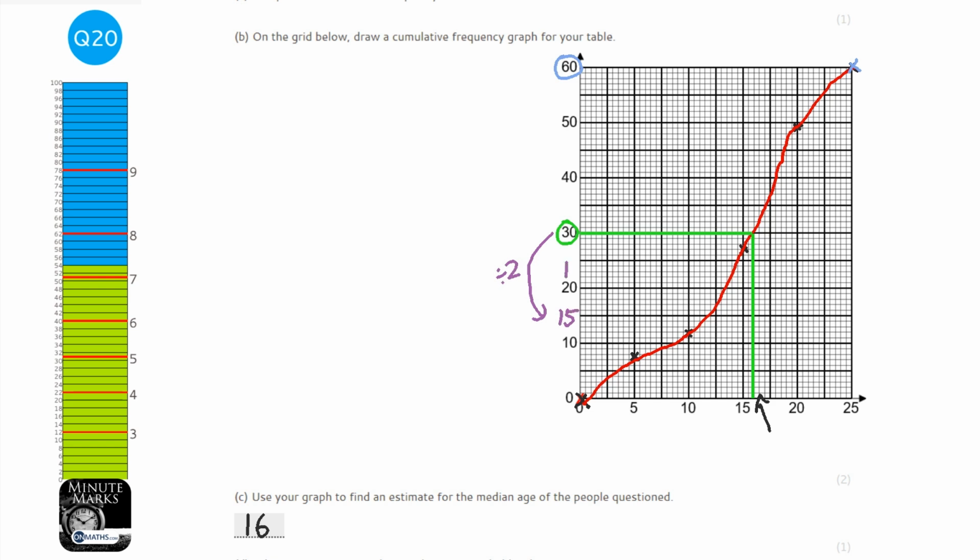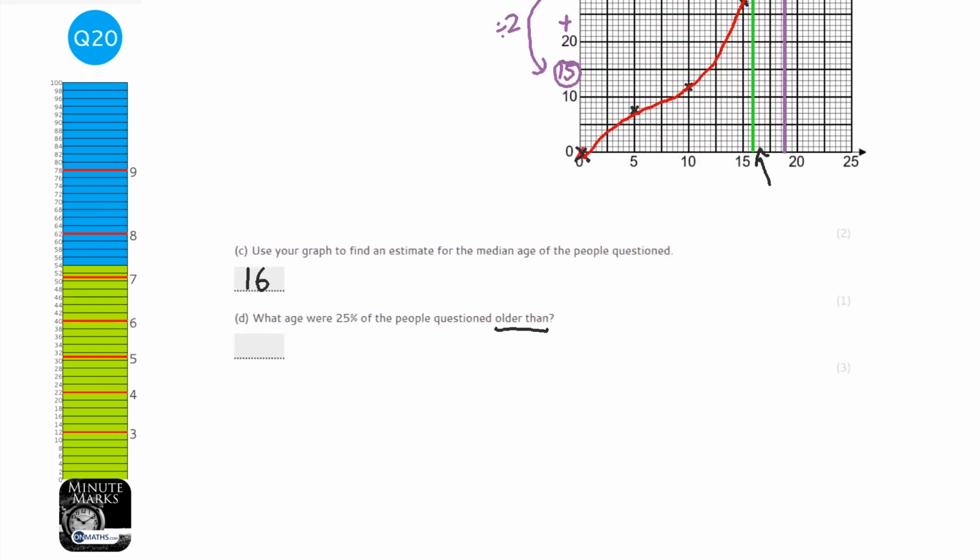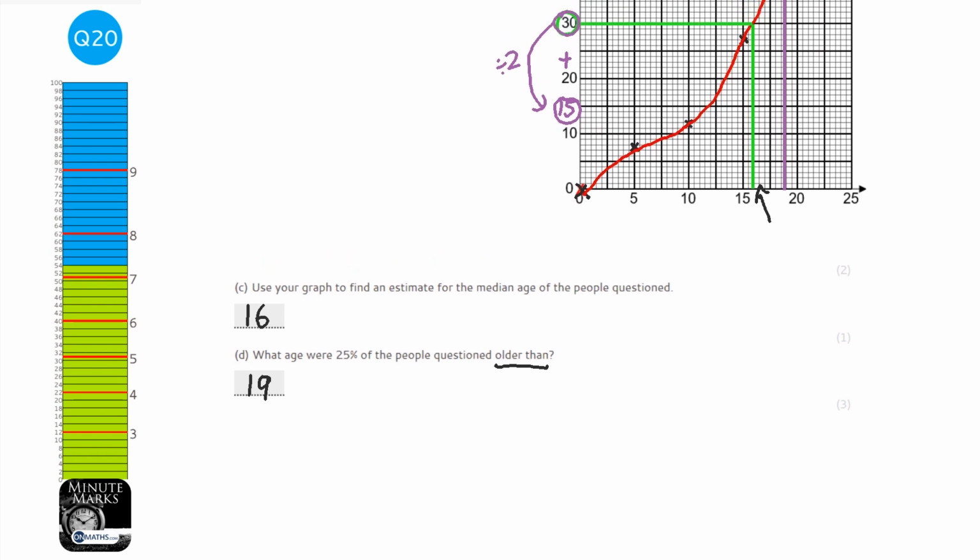And then you add the 30 and the 15 together. That's going to be 45. And then we're going to draw a line across from 45, just like we did when we found the median, and down. And I would say that's 16, 17, 18. That's, to me, about 19. So I would say that 25% of the people were older than 19.